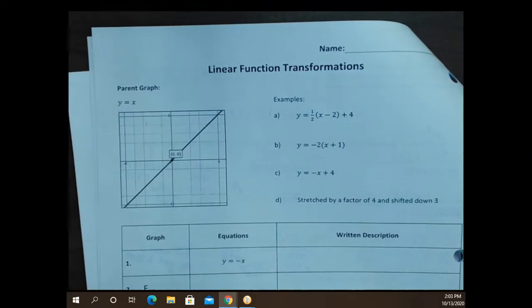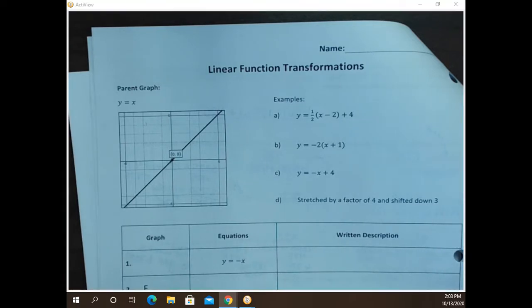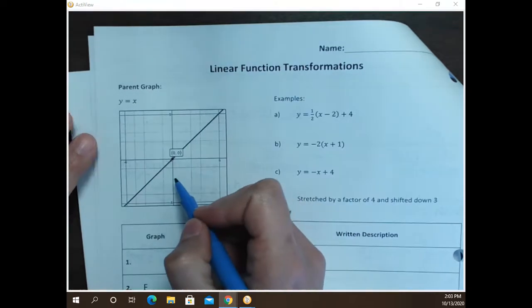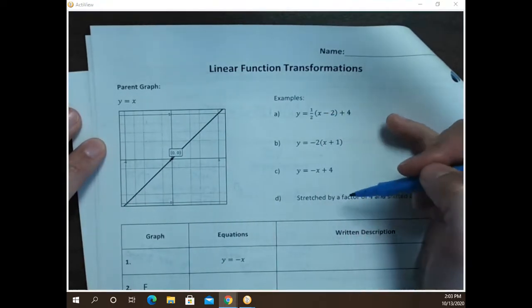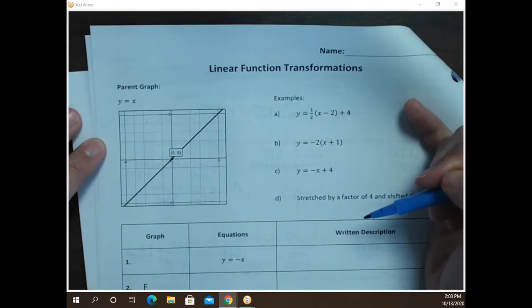Okay, guys, for today, you're going to work on a function transformation activity similar to what we did towards the end of unit 2, towards the end of our last unit. This time, though, we are only focusing on those linear functions, okay? So what I want to walk through with you is just a refresher of some of those transformations that we saw last time.